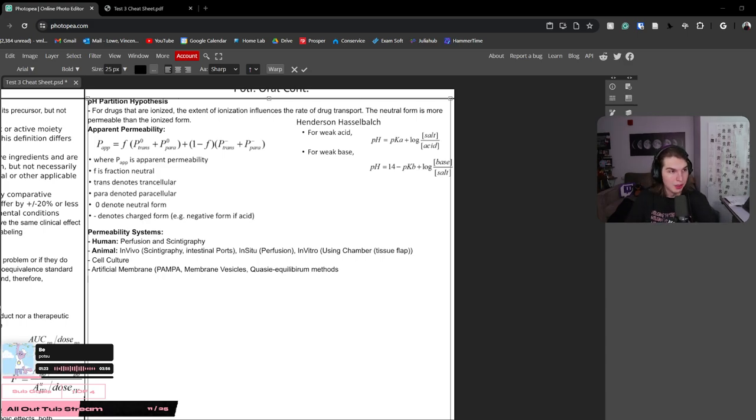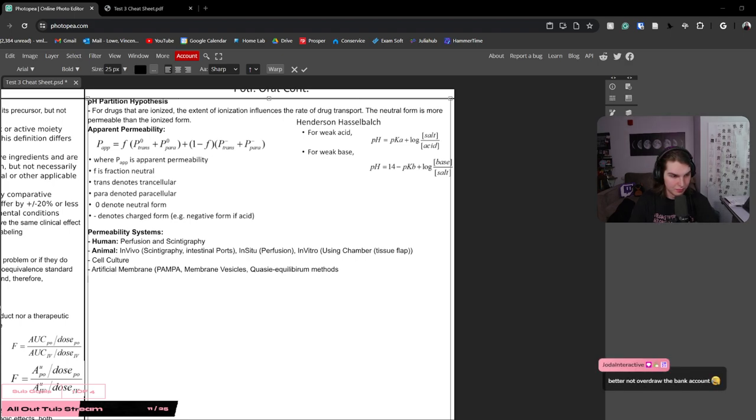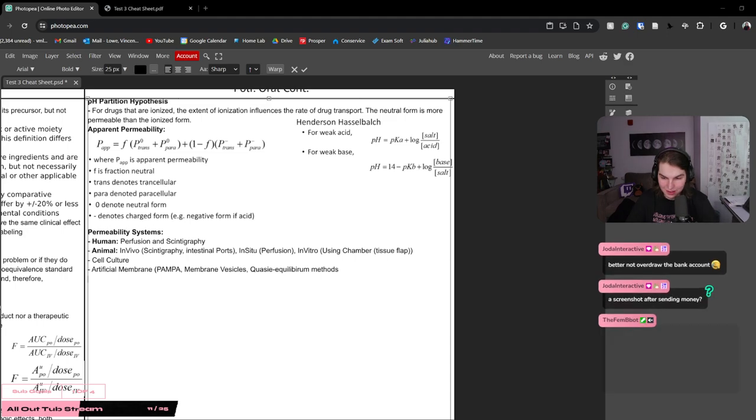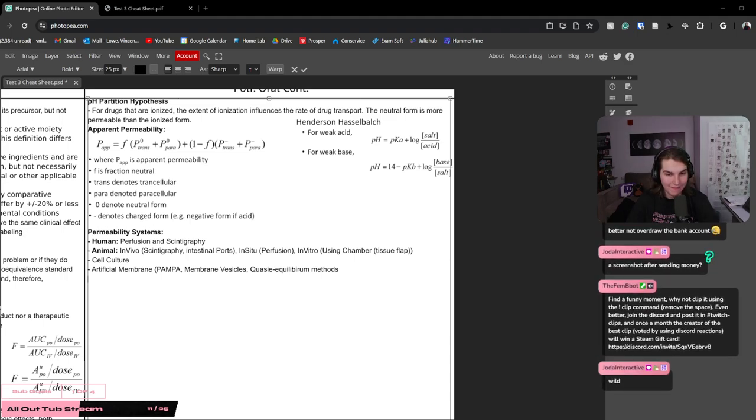Please don't open up on the right. Okay, perfect. Overdraw Enterprise Services. Chat, that, I don't know if that's... Send me a screenshot after sending the money. Chat, that's something, yeah.